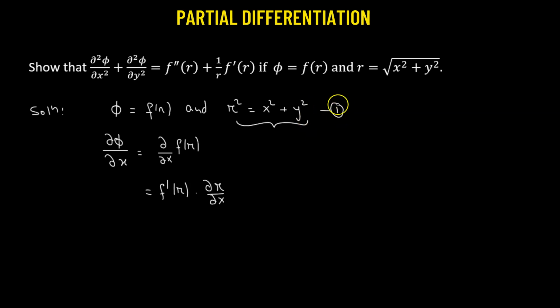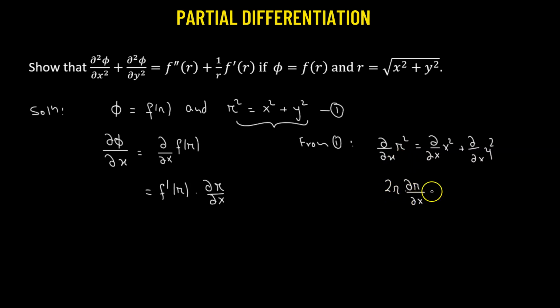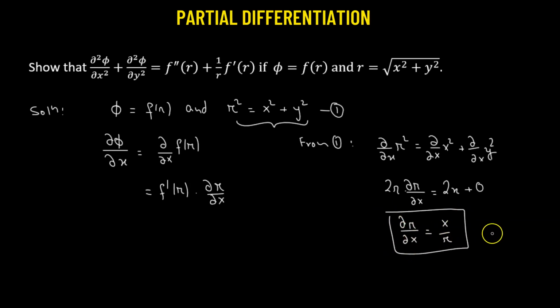Right. So let's label this as equation number 1. Now from equation number 1, we'll take the partial with respect to x of r squared, which will be equal to the partial with respect to x of x squared plus the partial with respect to x of y squared. The partial of r squared with respect to x will be 2r times the partial of r with respect to x, equal to 2x plus 0, because y will be treated as a constant. So this gives us partial of r with respect to x equals x divided by r. So let's label this as number 2.